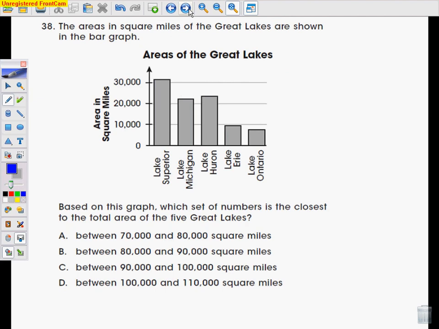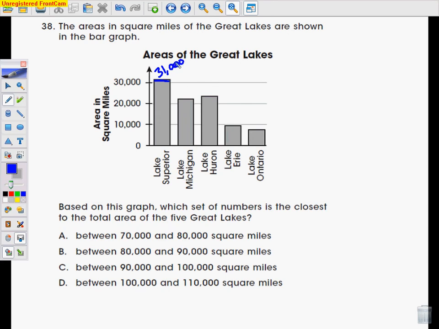All right, number 38. The areas in square miles of the Great Lakes are shown in the bar graph. Based on this graph, which set of numbers is the closest to the total area of the 5 Great Lakes? So let's take a look at these. We're just going to estimate once again. So this here, Lake Superior, is a little bit above 30,000. So let's say that it's about 31,000.